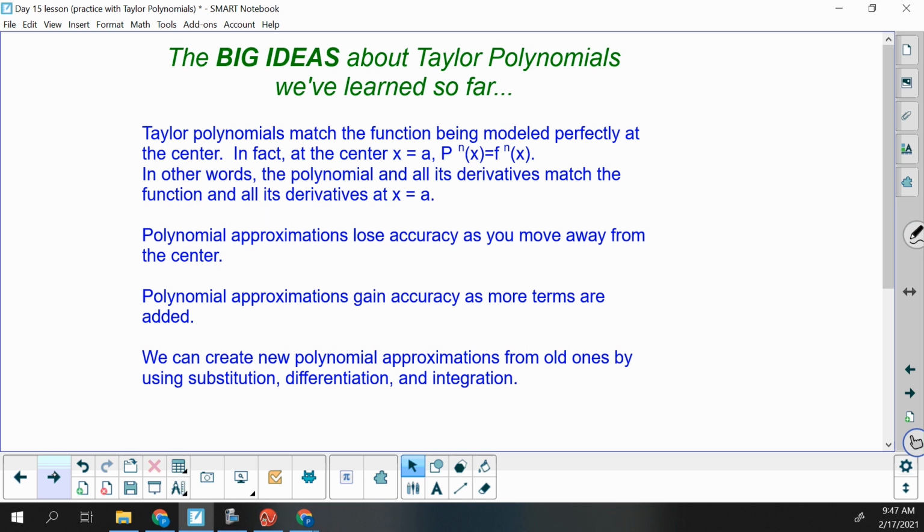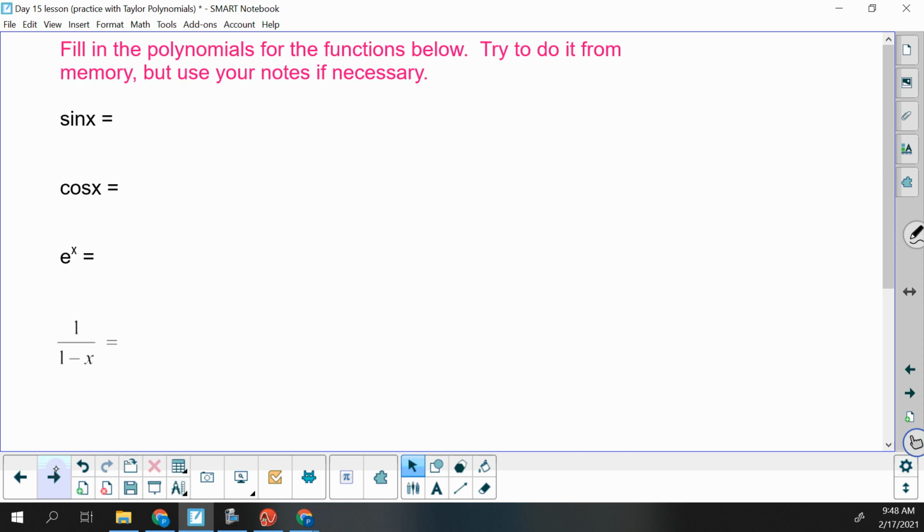We can gain accuracy in our Taylor approximations by adding on terms. A good technique is to create new polynomials using ones we already know. So do substitutions, do operations, do derivatives, do integrals. All key ideas to keep in mind for these.